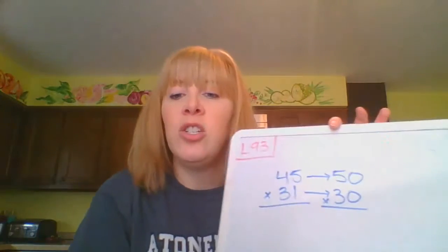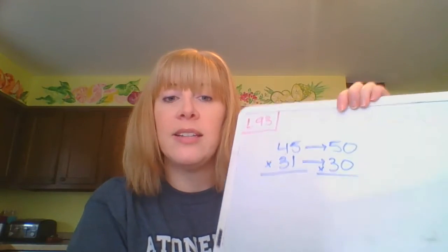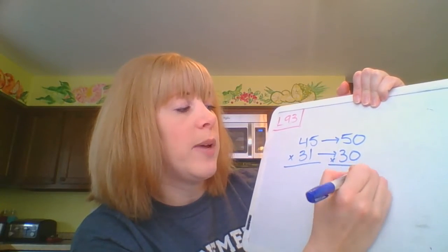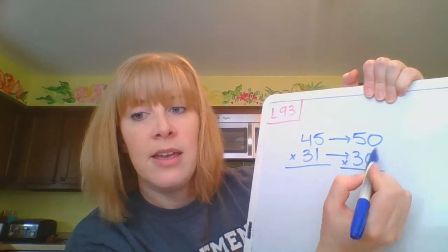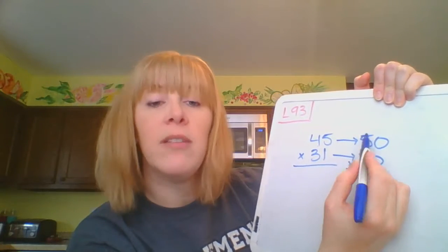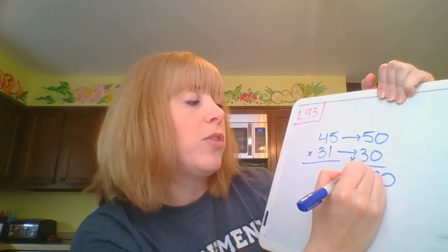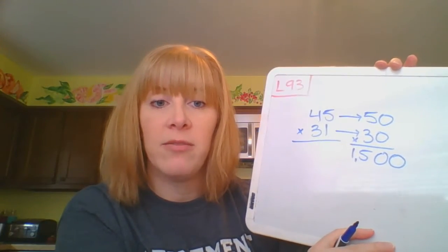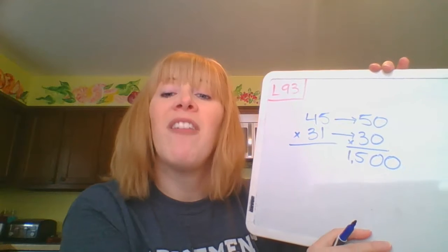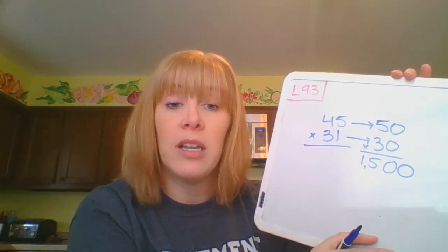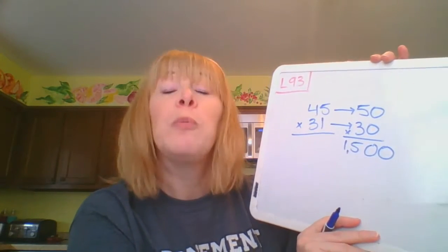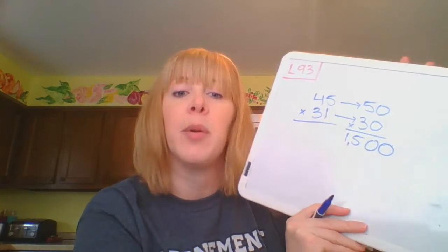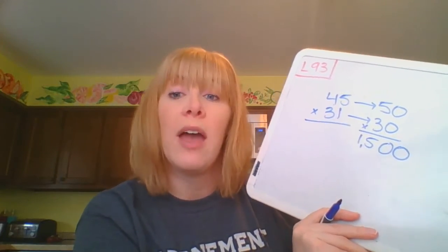Estimate. Now I can do mental math for this because I know my facts. So I know that I'm going to have 2 zeros in my answer right away. And then I'm just going to do 5 times 3. 5 times 3 is 15 with those 2 zeros on the end. So 50 times 30 is 1,500. So I know that 45 times 31 is probably going to be pretty close to 1,500. It's an estimate. It's not the exact number, but let's find out what the exact number would have been.